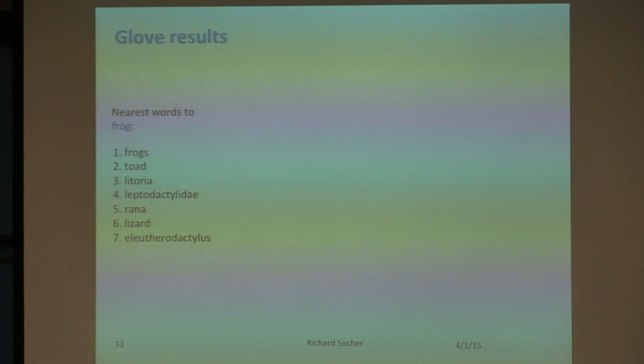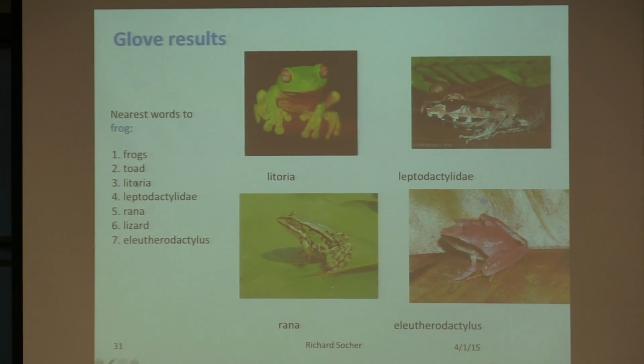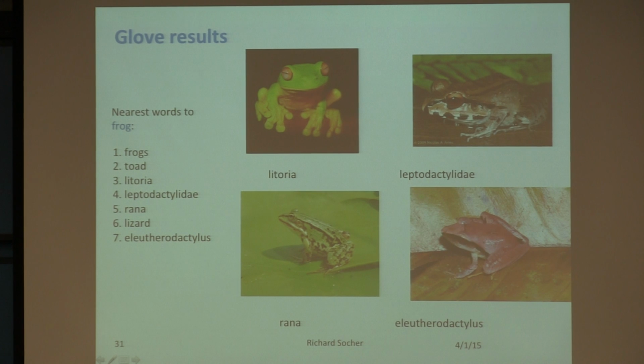So here are some interesting results. If you look at the nearest neighbors of the word frog, the nearest neighbor is frogs, the plural, and then you get toad, litoria, and so on, all the way up to some really rare Latin words for some pretty rare frog species. So this model basically learned that all these things are very, very similar and could be used in similar contexts.